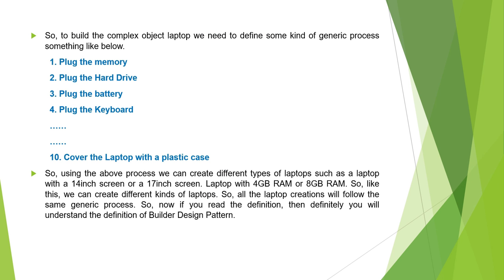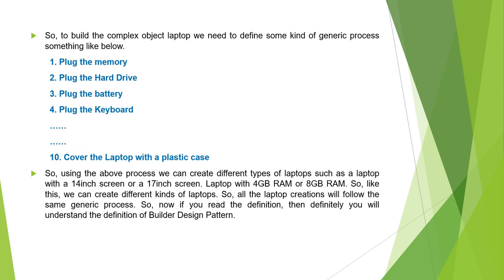So to build the complex object laptop, we need to define some kind of generic process, something like below. First plug the memory, then plug the hard drive, then plug the battery, then plug the keyboard, then plug the USB ports, and finally cover the laptop with a plastic case. So using the above process, we can create different types of laptops, such as a laptop with a 14-inch screen or a laptop with a 17-inch screen, laptop with 4 GB RAM or laptop with 8 GB RAM. So like this, we can create different types of laptops. But the point that you need to remember is all the laptop creation will follow the same generic process.